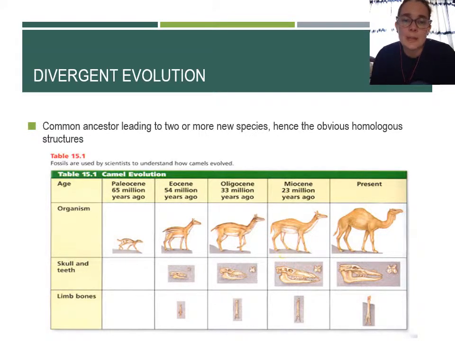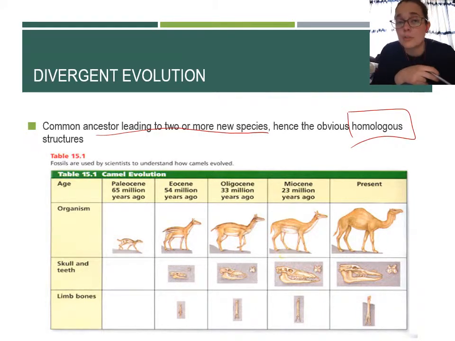So when we're talking about divergent evolution, it's that common ancestor making two or more new species. And so they're going to have those homologous structures that we spoke about before. If you have a common ancestor and you've just evolved slowly and gradually away from that common ancestor, then you're going to be sharing characteristics with other organisms that also evolved from that common ancestor. So an example to think about here is the camel and how camels have evolved.